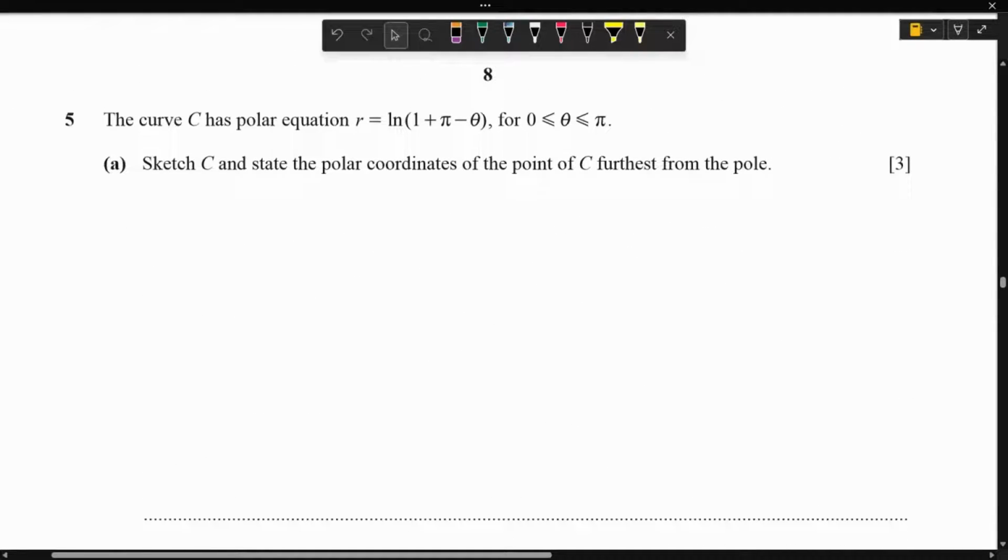On number 5, they say the curve C has polar equation r is equal to ln of 1 plus pi minus theta for values of theta ranging between 0 and pi. On part A, sketch C and state the polar coordinates of the point of C furthest from the pole.